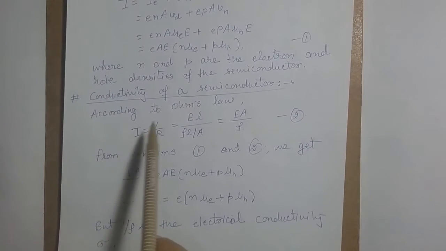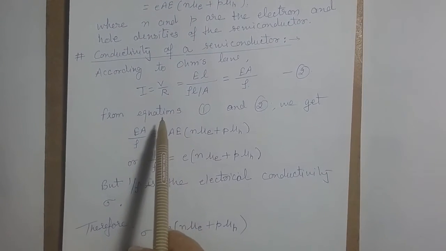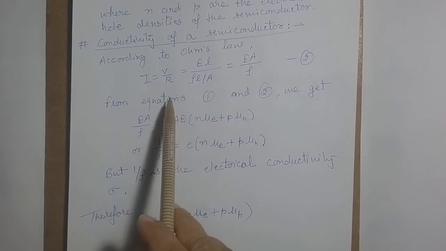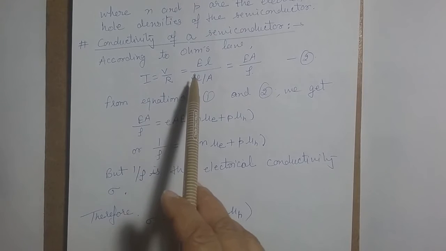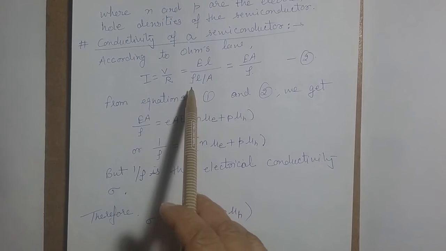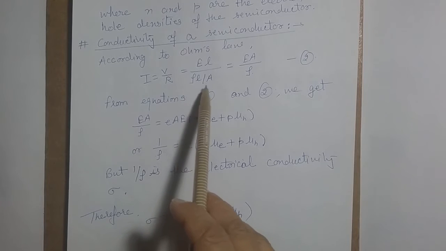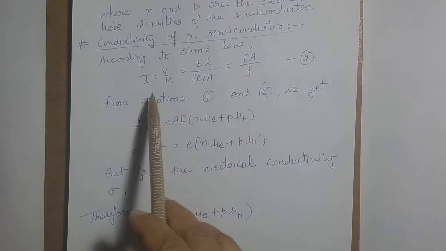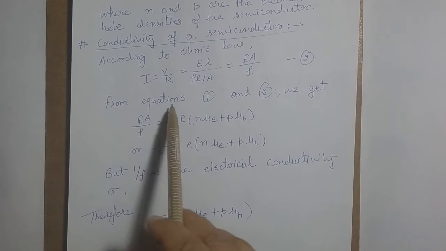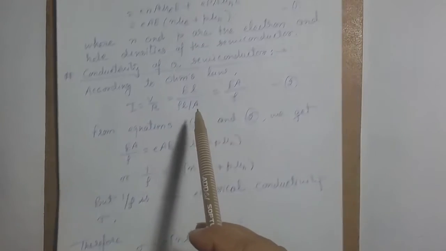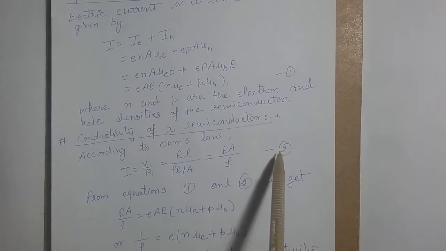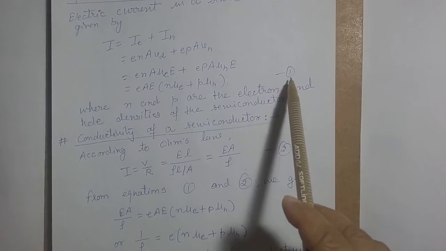Now, what is the conductivity of a semiconductor? According to Ohm's law, current is equal to potential upon resistance. Potential is field strength times the length of the conductor. Resistance is resistivity times length upon area. After solving this, we get current is E A upon rho, and from equation 1 we have the current equal to this. So let us combine these two equations, 1 and 2.